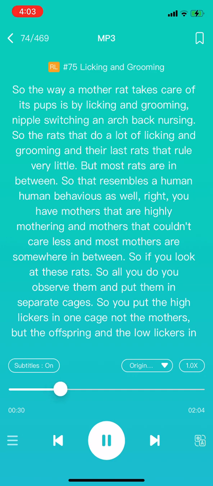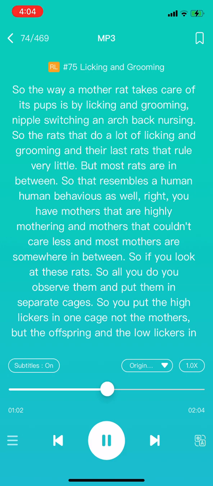So if you look at these rats, all you do is observe them and put them in separate cages. You put the high lickers in one cage, not the mothers, but the offspring, and the low lickers in another cage. And then you let them grow, and they're adults now. Their mothers are long buried, and you look in the brain and you see that those who had high licking mothers express a lot of glucocorticoid receptor gene, and those who are low lickers express very little. That reflects a number of receptors, and that results in a different stress response.